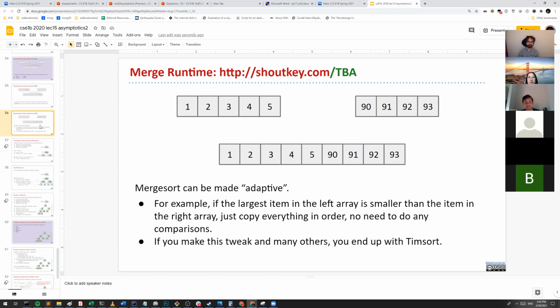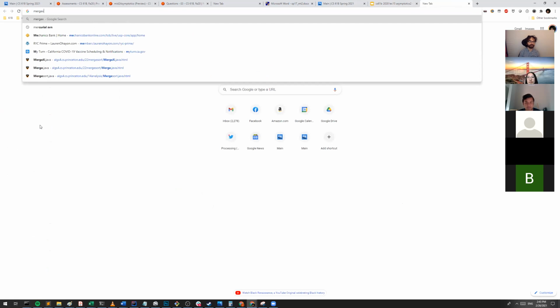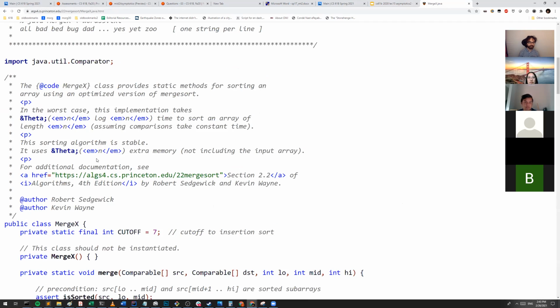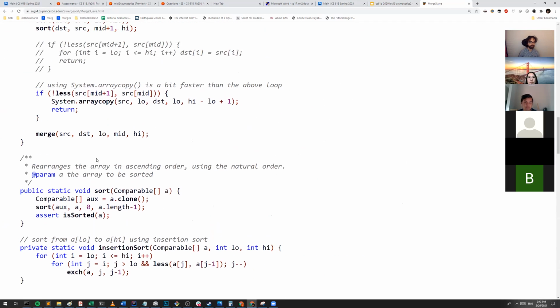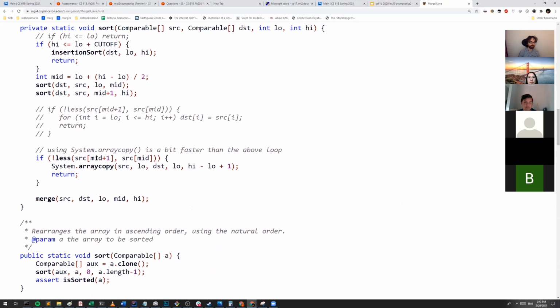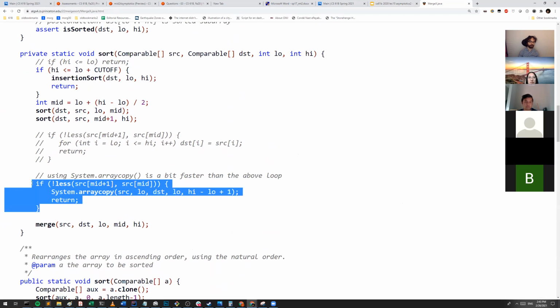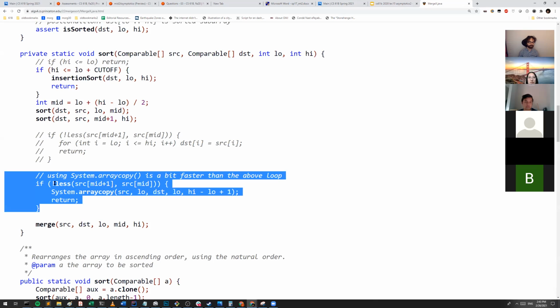Thank you. I wonder if MergeX in the Princeton algorithms textbook does this. I suspect it does. Let's see. Yes, it does. That's what this line of code does, now that I look at it. So this is doing what you suggested. Cool.